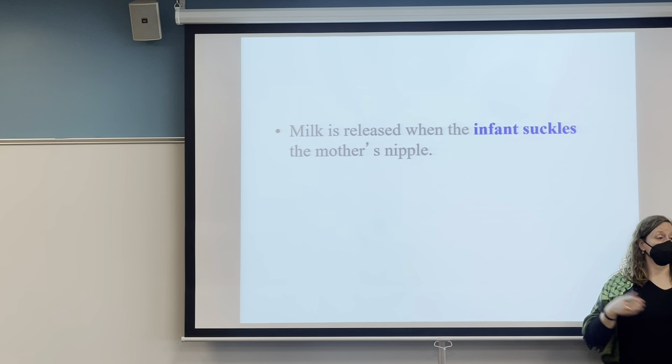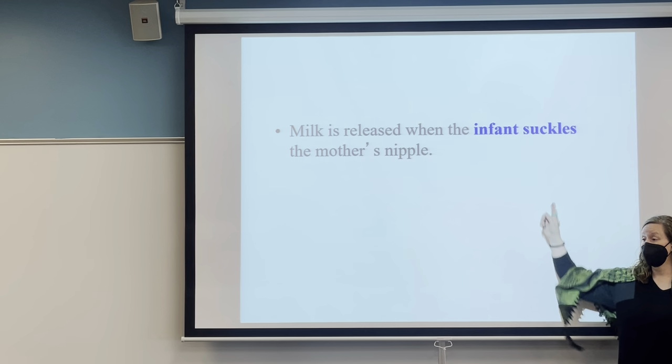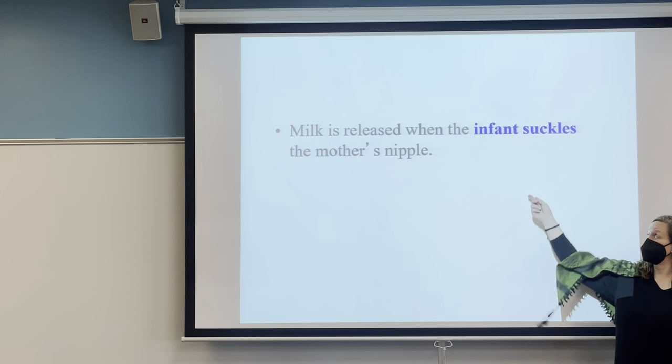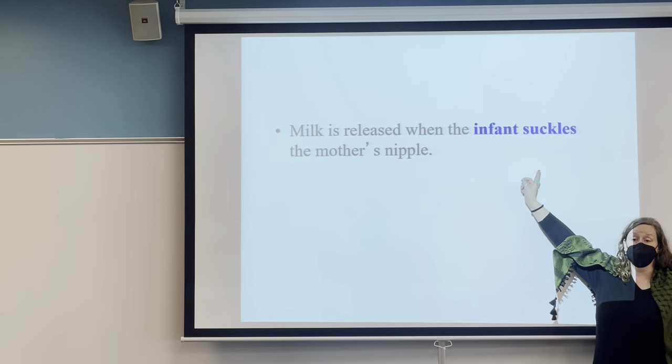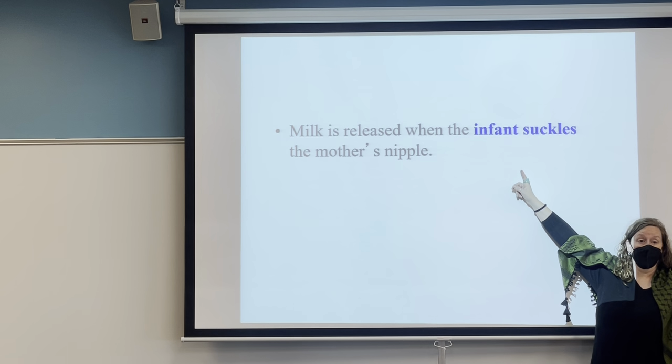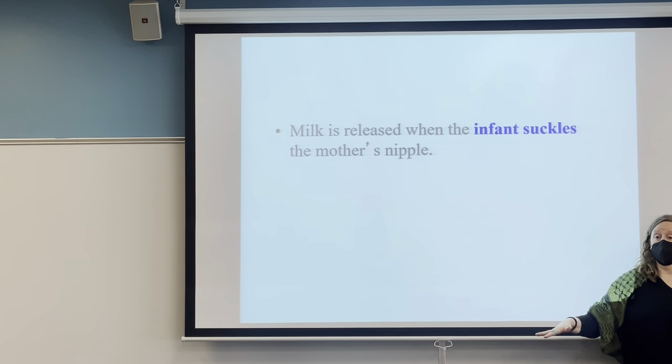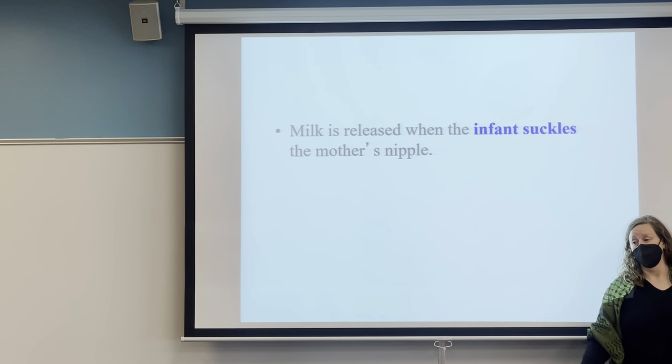Let's say the mother dies in childbirth. So then you don't have this happening. Or let's say that the fetus is stillborn. Because there will be no suckling of the infant on the nipple, she will not produce milk. That will go down, or she'll have milk and then it'll go way down.